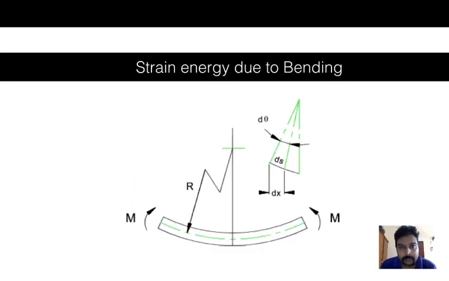So now we will talk about strain energy due to bending. As you see, the beam bends in the lateral direction, and there is a moment M applied, and the bending radius is R, capital R. If you look at the right hand side triangle, there is an angle d theta that is deformed, and the displacement is dx.